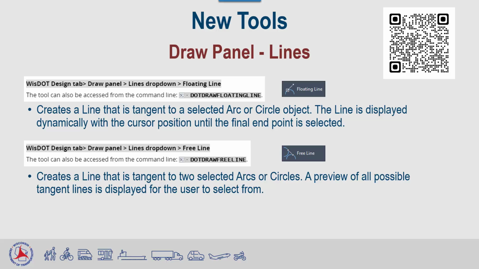The second line option is a free line. This creates a line that is tangent to two arcs and circles. A preview of all possible tangent lines is displayed, and the user can select from them. Let's do a quick demonstration.